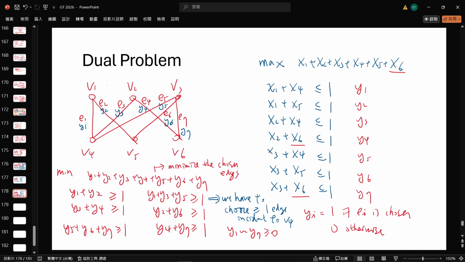All right, so with this interpretation, we get the edge cover problem, because edge cover is to find a set of edges, and you want to find the smallest edge cover. This edge cover should cover every vertex. To cover every vertex means that for every vertex, we should choose at least one of its incident edges. So that's how we get the edge cover problem.